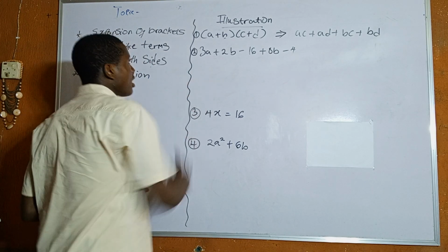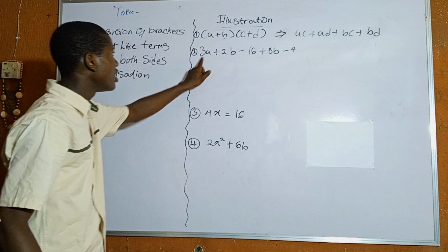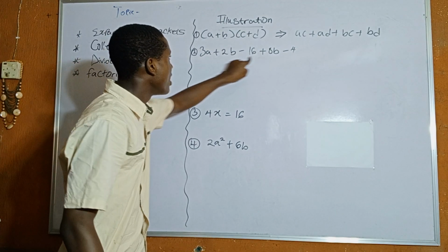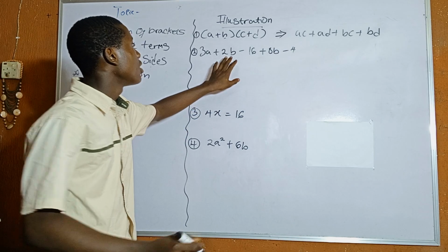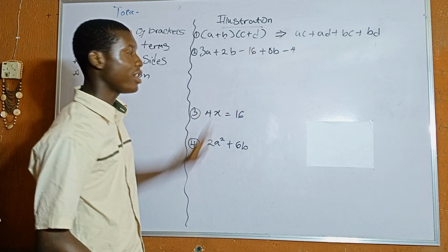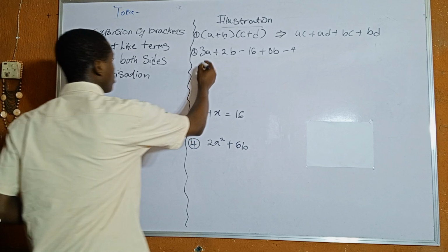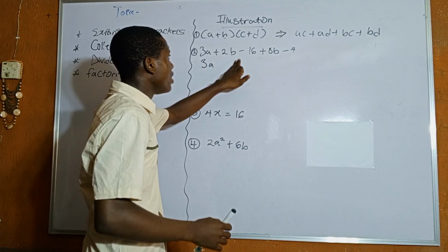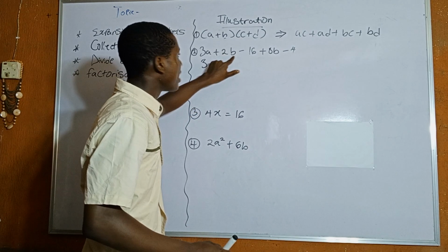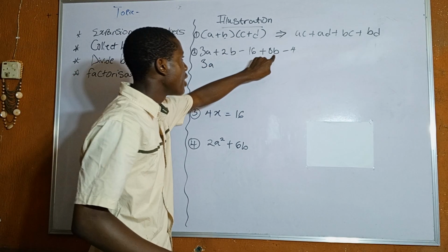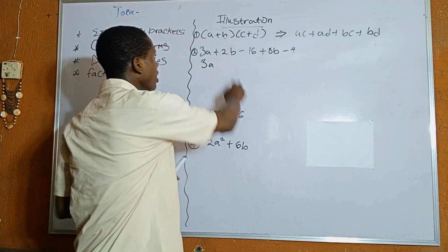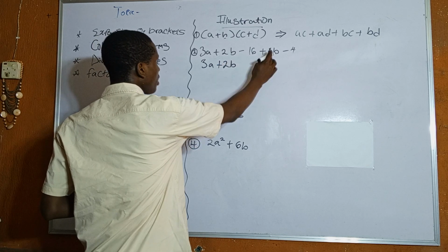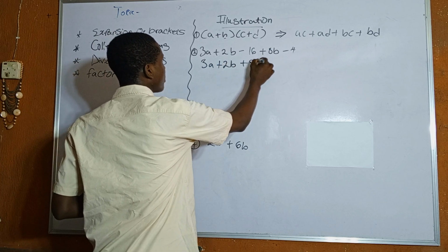We have 3a. What they want us to do is to pick this a, and look for anywhere in the expression where there is another a, but in this expression we don't have any other a. So collecting like terms, we are just going to write it as 3a. Now we come here and we say 2b. When we look at this b, in the other parts of the question we have 8b. So we are going to bring these two together, which will become plus 2b plus 8b.